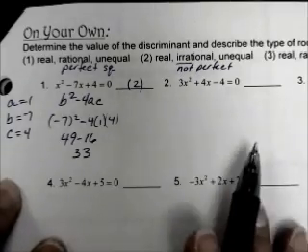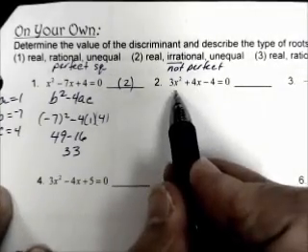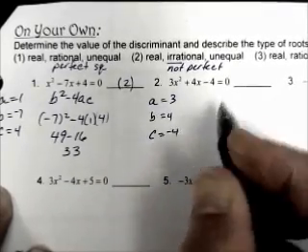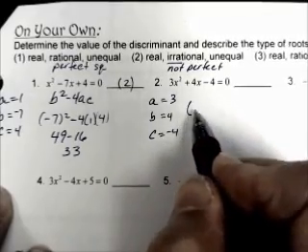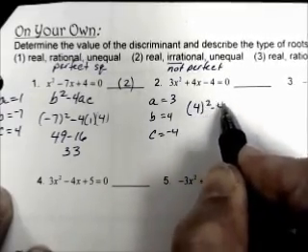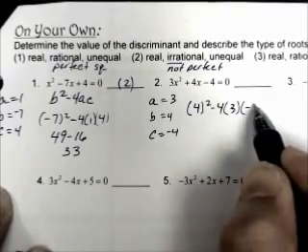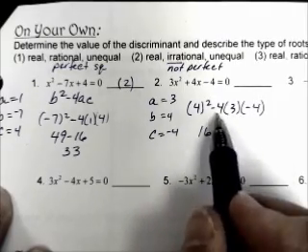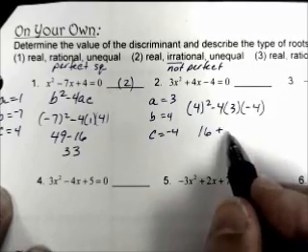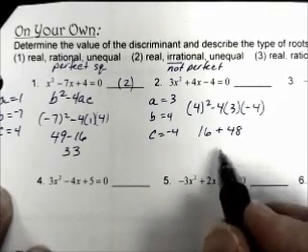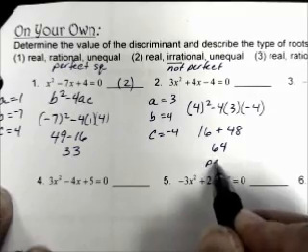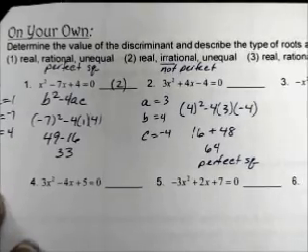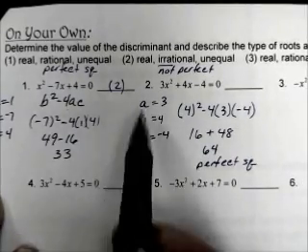Number 2. A is 3, B is 4, and C is negative 4. So plugging in b squared minus 4ac, 4 squared minus 4 times a is 3 times c is negative 4. That's 16. That's a double negative there, so that's going to be plus 12 times 4, 48. 16 and 48 is 64. 64 is a perfect square. So that means your roots are going to be real, rational, and unequal. That would be option 1.